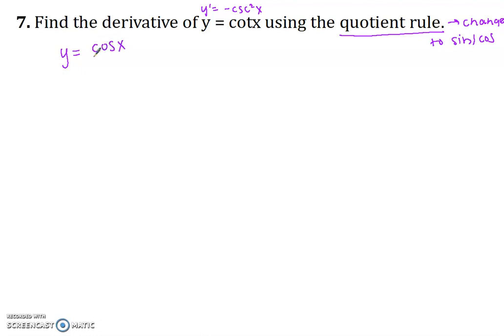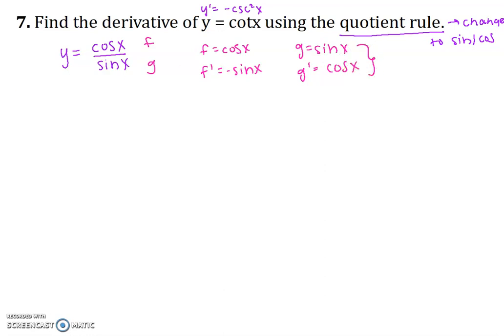Cotangent is cosine over sine. We know cotangent is adjacent over opposite. Well, cosine is the adjacent, sine is the opposite. So now for the quotient rule, the top is f, the bottom is always g. So f is equal to cosine of x, then f prime, the derivative of cosine, again looking at my derivative sheet, is negative sine. Then g will always be the bottom, so that's sine of x. Then g prime, the derivative of sine, is cosine of x.